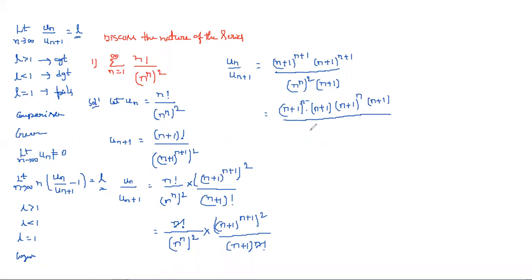So this is nothing but n power n whole square into n plus 1. Here we can cancel one n plus 1 with one n plus 1. And then what about the remaining? Here it is having n plus 1 whole power n. Take n as common, so if you take n as common, n into n plus 1 whole power n.